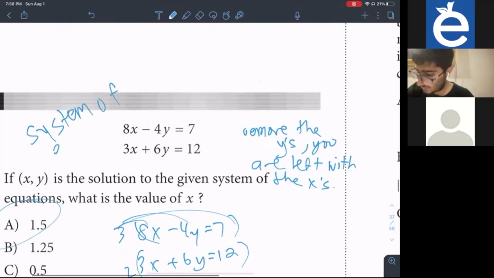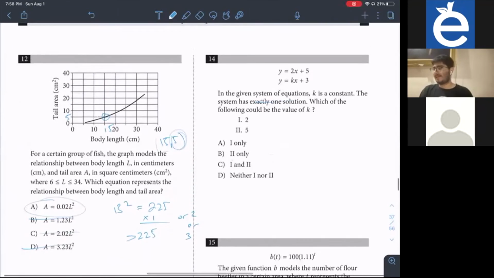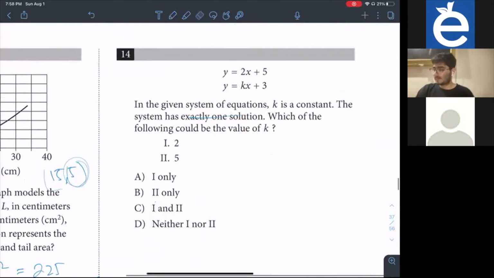System of equations. And these questions come up frequently on the SAT. Okay. Next question, 14. In the given system of equations, k is a constant. The system has exactly one solution. So this is important to know, one solution. Which of the following could be the value of k?